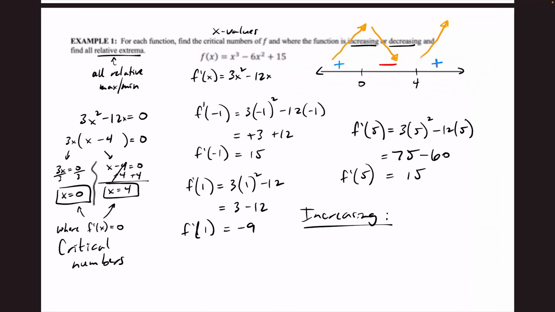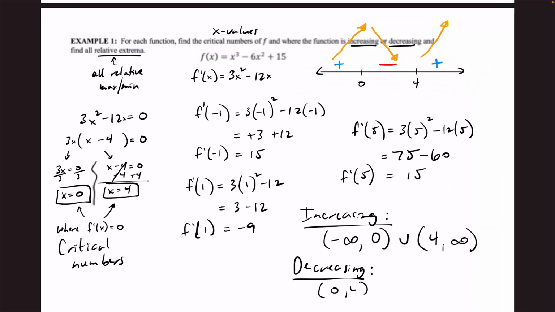Before 0. So how do we write before 0? Negative infinity to 0. And when did it switch to decreasing? 0. Is that the only place it was increasing? No, right? Or 4 to positive infinity. We have to do this. Decreasing. Where was it decreasing from? 0 to 4.